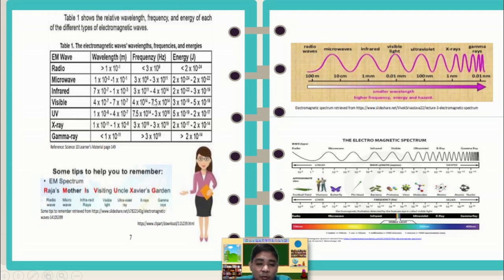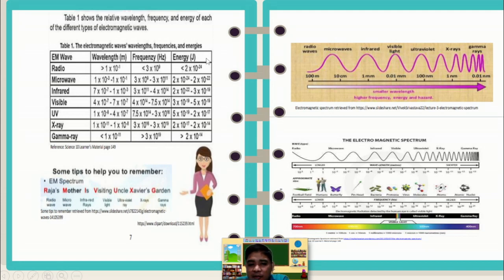So if we are going to relate the wavelength and frequency, as the wavelength decreases, the frequency increases. They are inversely proportional. So if we increase the wavelength, the frequency decreases. As you can see, radio wave has the longest wavelength, it has the lowest frequency. The gamma ray has the shortest wavelength, it has the highest frequency.